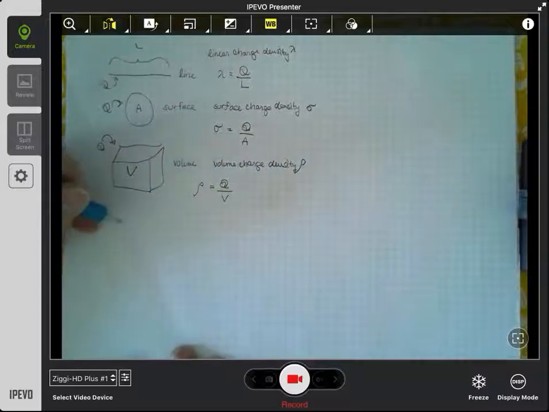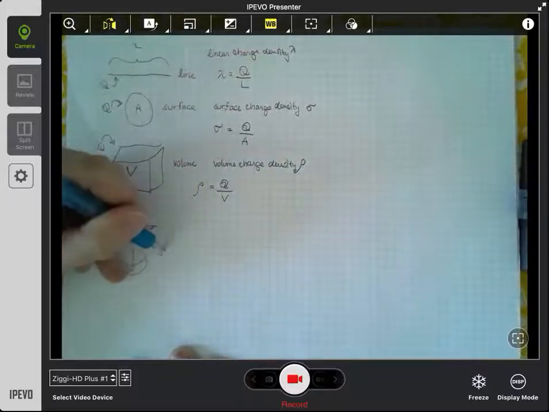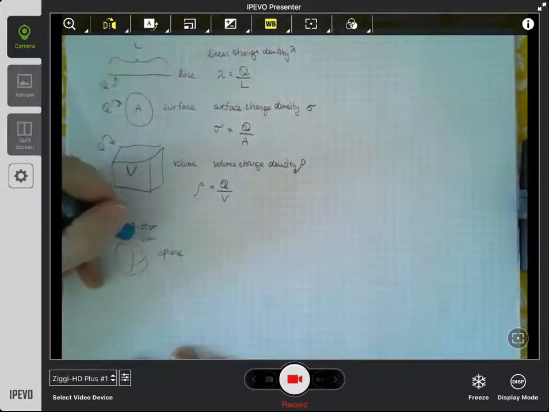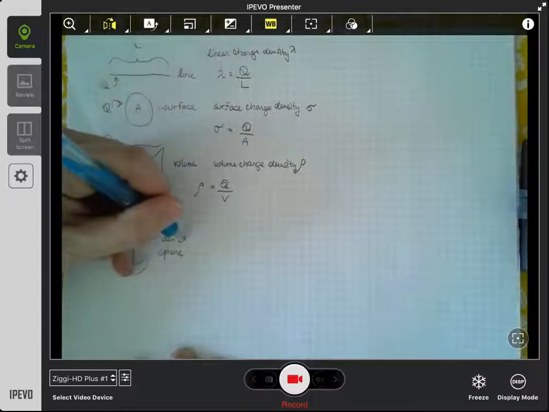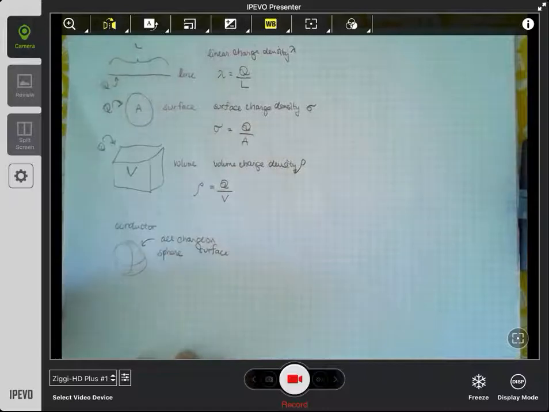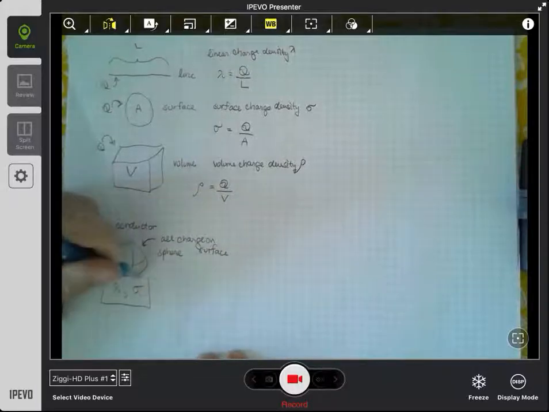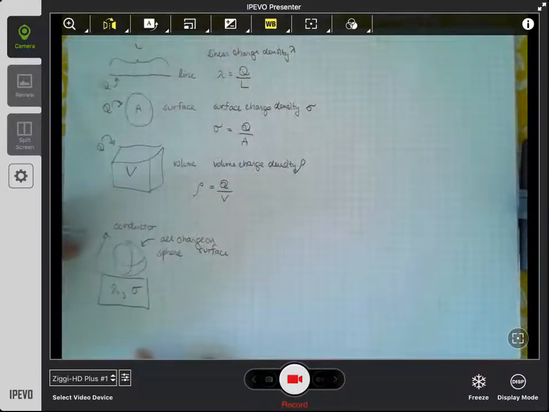Now, the other thing to remember, if you have a conductor, even if you have a volume, say a sphere, all of the charge is going to be sitting on the surface. All charge on surface. So, even if your conductor is a physical volume, you're only ever going to talk about either a linear charge density or a surface charge density, only for a conductor. You'll never talk about a volume charge density because in the electrostatic sense, we'll never have any charges inside the volume. They want to get as far away from each other as possible, and they all end up on the surface.